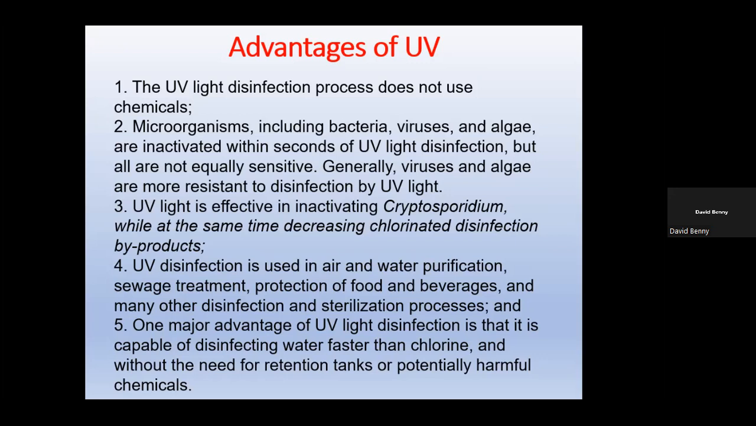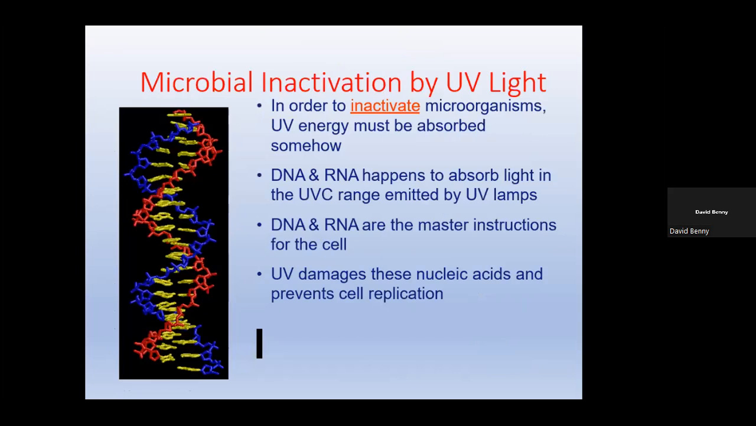And it can reduce the level of indicator bacteria very effectively in terms of log concentrations. So this is how it happens. You have the DNA molecule. UV radiation disrupts the genetic makeup of the cell, and it prevents the organism from replicating.